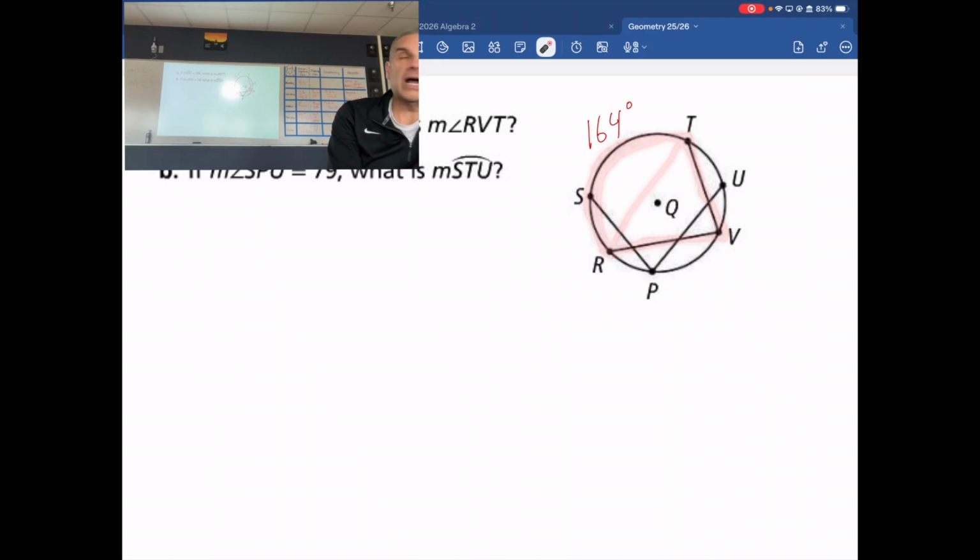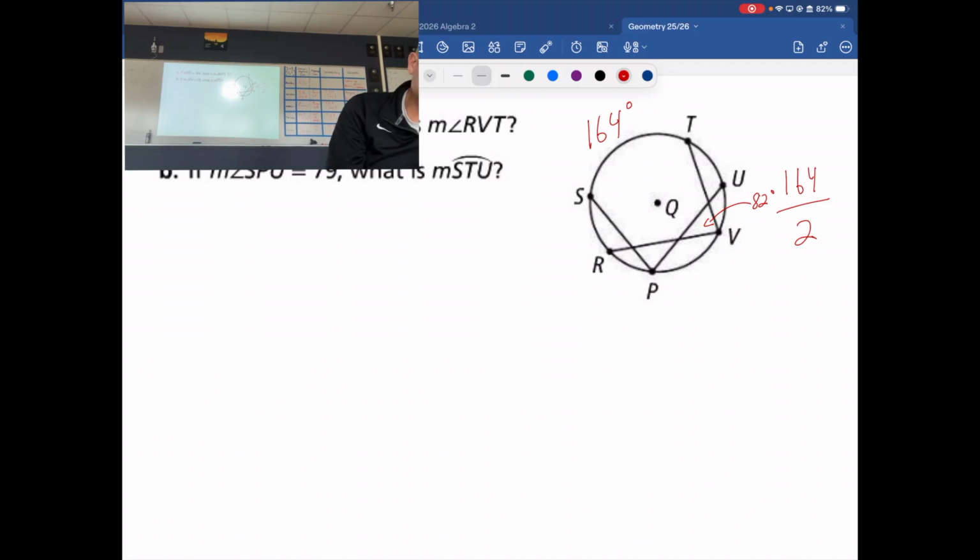What's the measure of that angle? How do I find it? What do I do with the 164? Divide by 2. 164 divided by 2 is 82. So angle TRV, I've got that one done. We said that's 82 degrees. Now I'm on a different question, so all of this is probably irrelevant now.